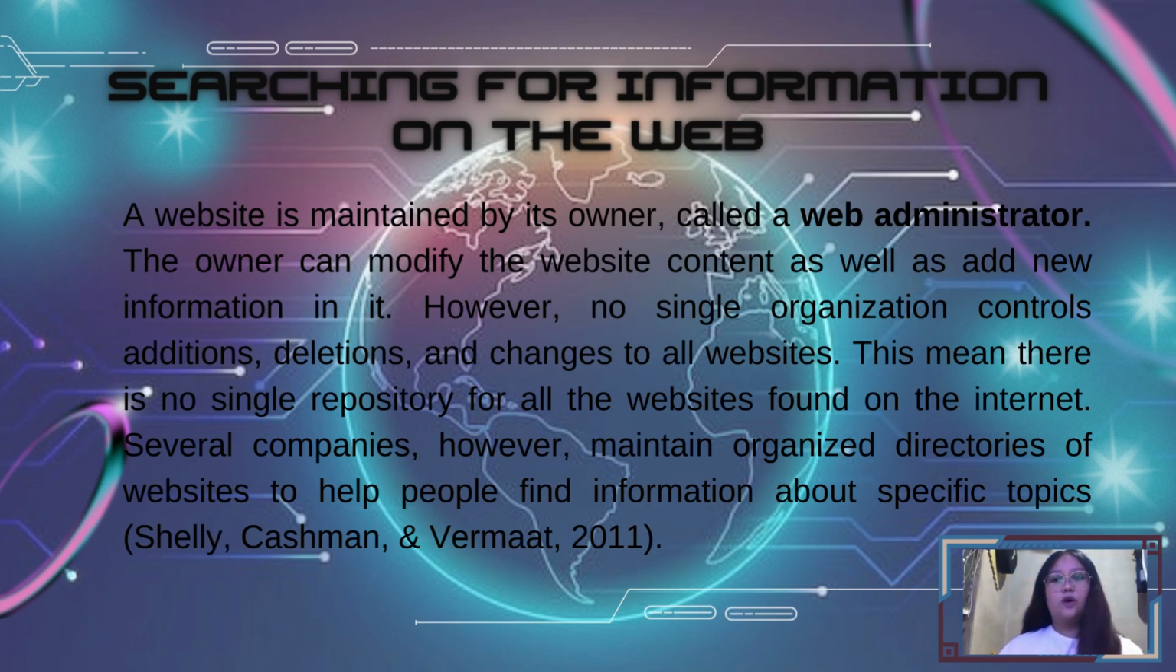Several companies, however, maintain organized directories of websites to help people find information about specific topics. So, the web administrator is the one who designs, develops, maintains, and troubleshoots websites. Most importantly, they ensure a safe and efficient user experience. This may include implementing security protocols, modifying programs, creating backups, resolving software problems, updating content, and more.